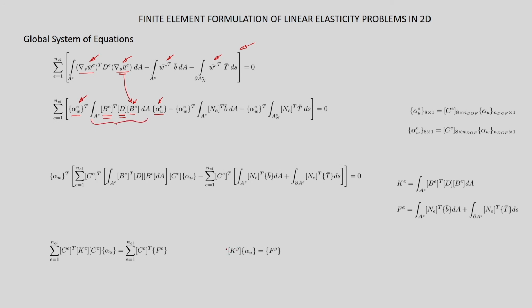Similarly, W has been replaced with N times alpha W. So, we again got an alpha W transpose here and we got N transpose B, and in the third expression also we got alpha W transpose N transpose when we replaced W^E transpose. Alright. So, in all the terms we have alpha W transpose common, but we cannot take it outside the summation sign because alpha W^E depends on a particular element. Alright.